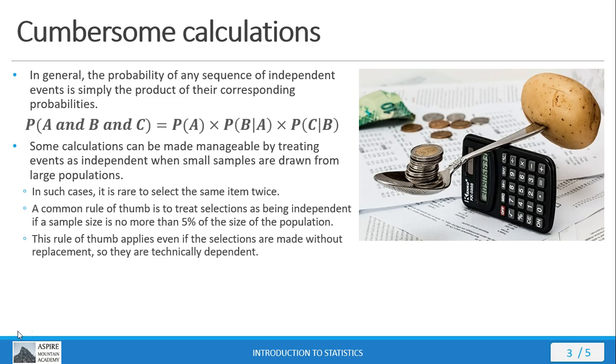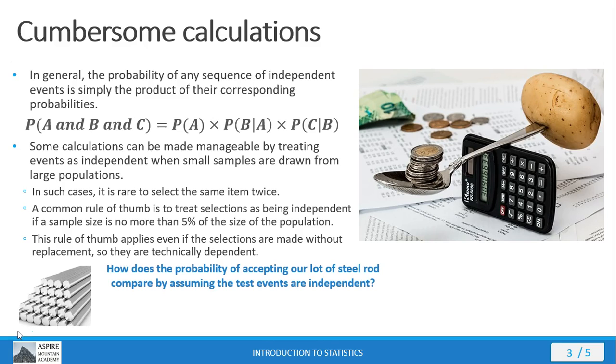This rule of thumb applies regardless. So, technically, it's not the right thing to do, but it makes the calculation a lot easier, and the result you get at the end is not that much different from the result you would get if you actually did keep treating everything as being dependent.